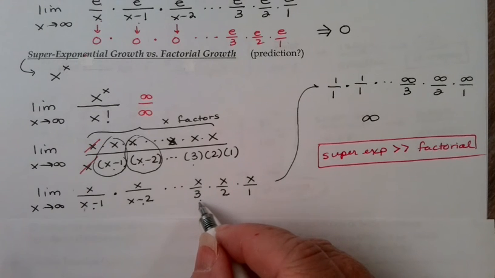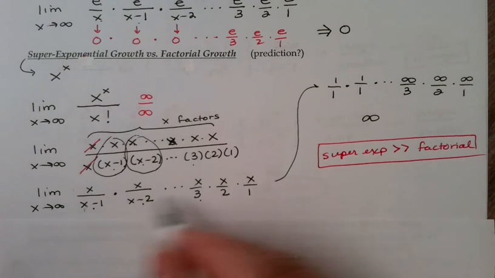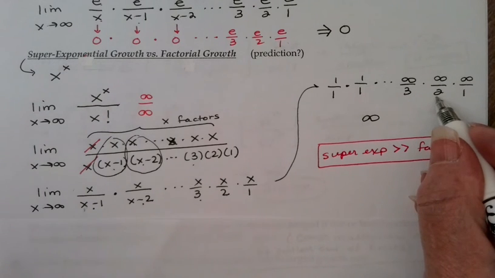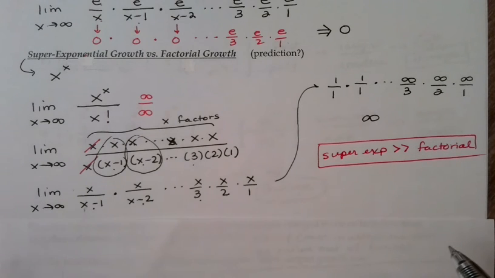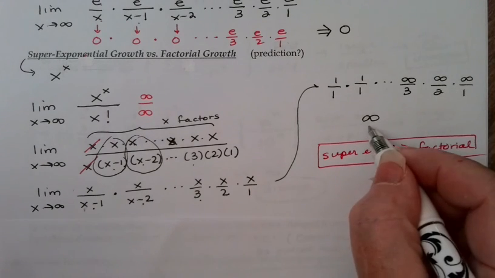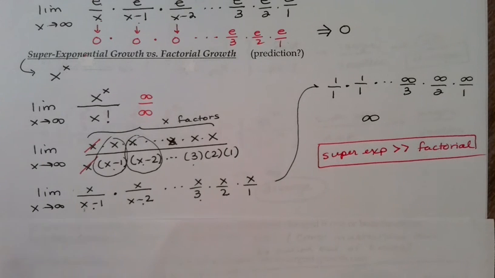By the time I get down to these last ones, however, as x goes to infinity, now I have infinity over 3 times infinity over 2 times infinity over 1. So multiplying stuff by infinity, definitely going to give me an infinite answer.